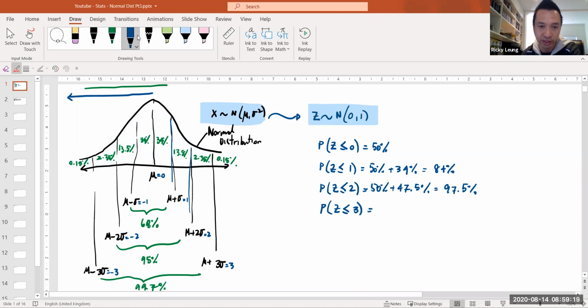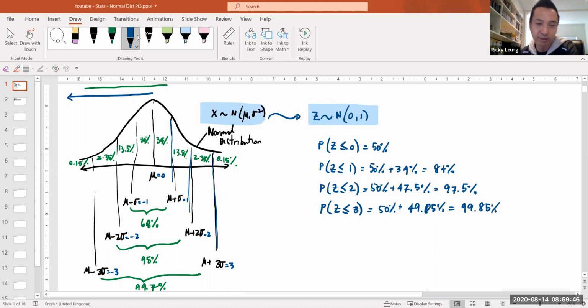picture here, less than 3, so less than this line backwards, so include the 2.35%, so that's like 50%, so that half there, plus the 49, I think I said that wrong before as well, it's 49.85%, which gives us 99.85%.